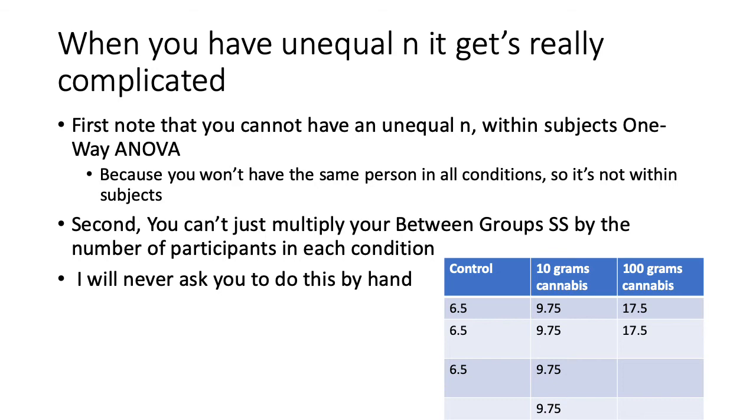And second, the real big issue is you can't just multiply your between group sums of squares by the number of participants in each condition because you don't have the same number of participants in each condition. So essentially, I'd never ask you to do this by hand, but if you wanted to, you would take your mean for your control group, put that in place for your 3 observations. I took one away here, right, just to simulate an unequal n design. So this is a whole new data set, but we're going to assume the same numbers. Here, I'm going to assume I have 4 participants in the 10 grams condition, 9.75 4 times. And here, I'm going to assume I have 2 mice in the 100 gram condition, 17.5 2 times.